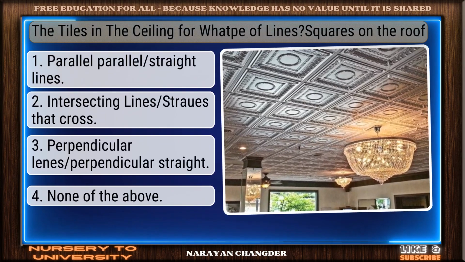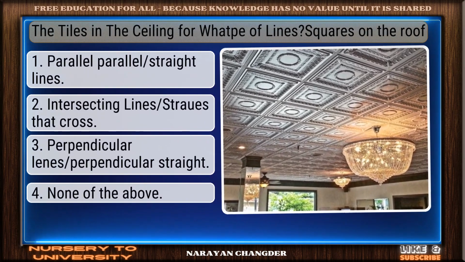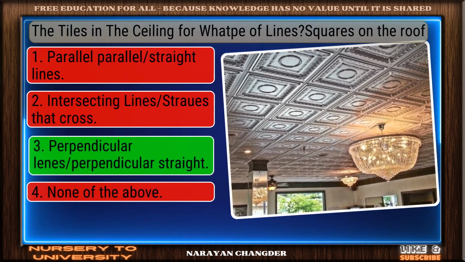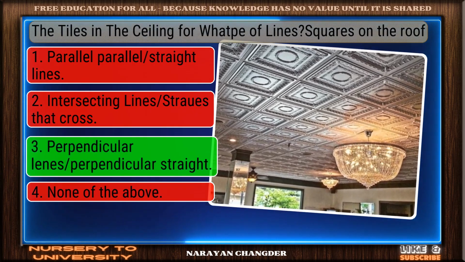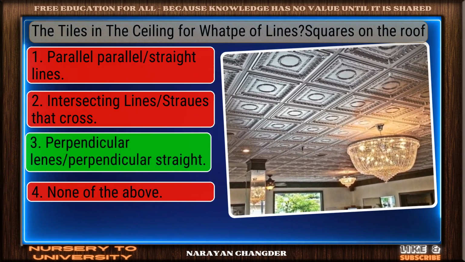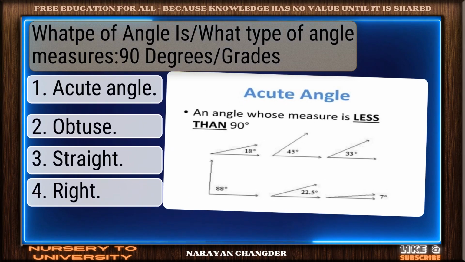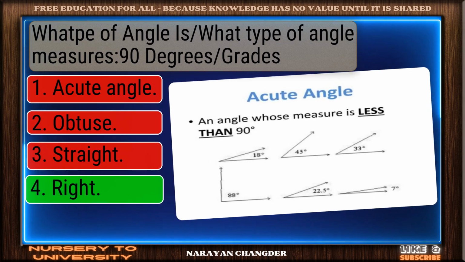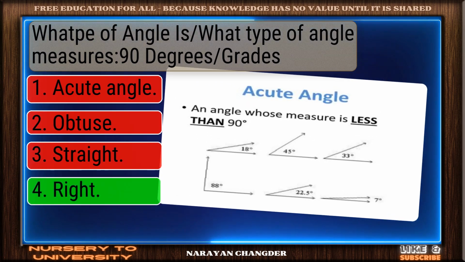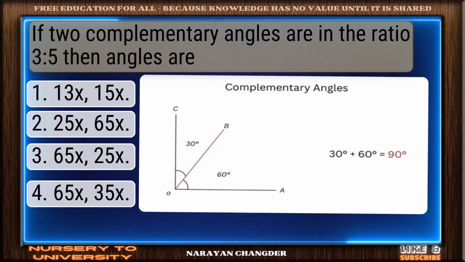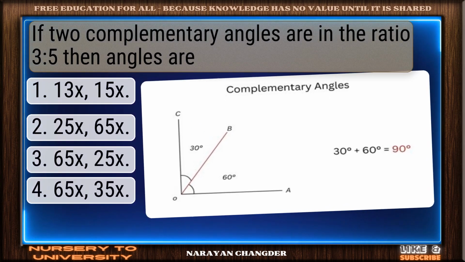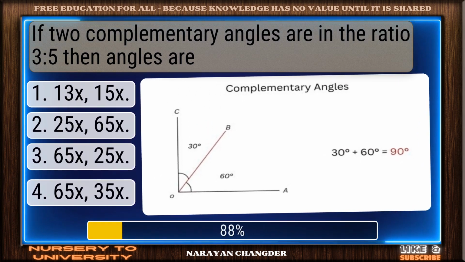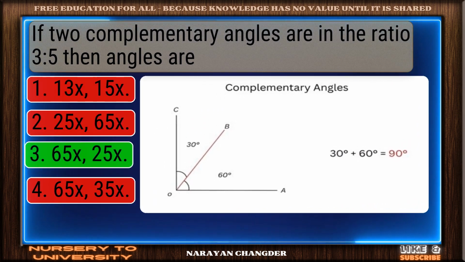Question number 112. The tiles in the ceiling form what type of lines? Squares on the roof. Correct. Perpendicular lines is the right answer. Question number 113. What type of angle measures 90 degrees? Sharp thinking. Right is the right choice. Question number 114. If two complementary angles are in the ratio 3:5, then the angles are. 60x, 20x is a solid answer.